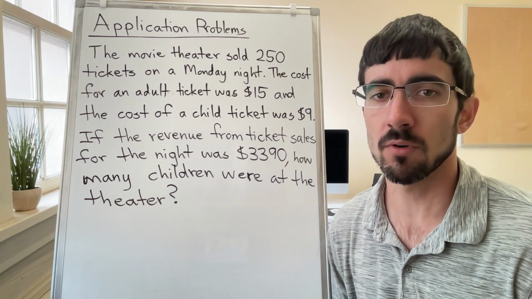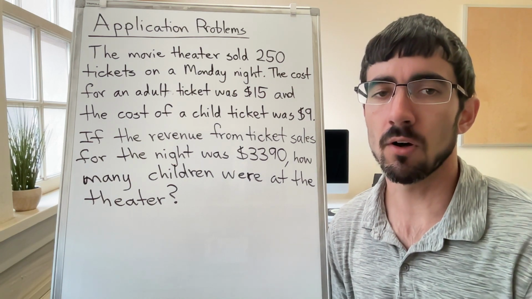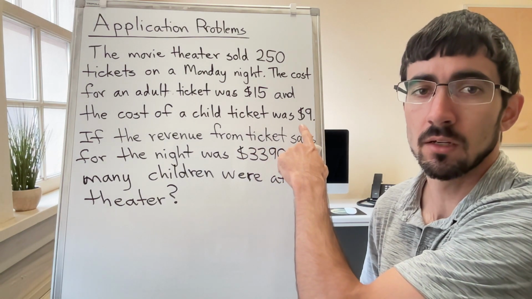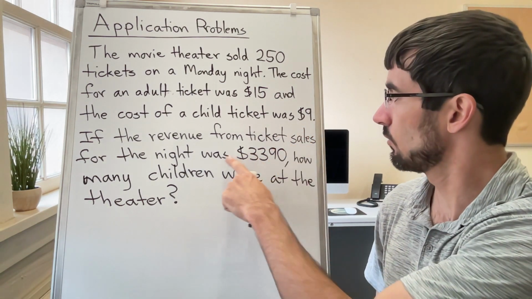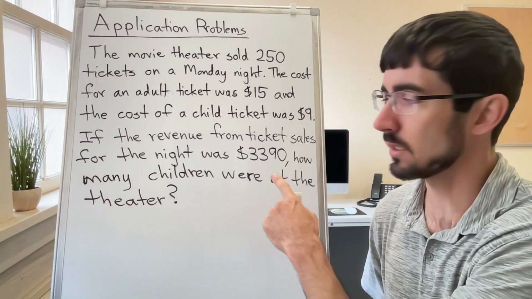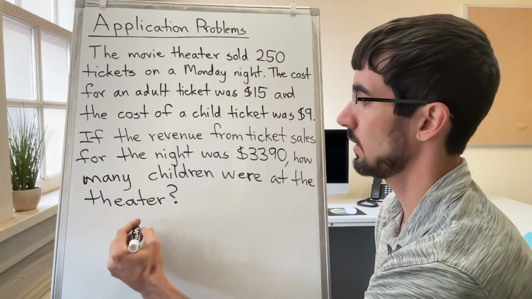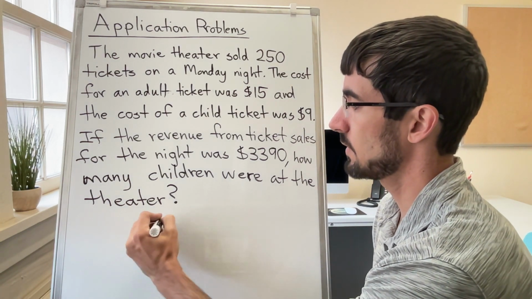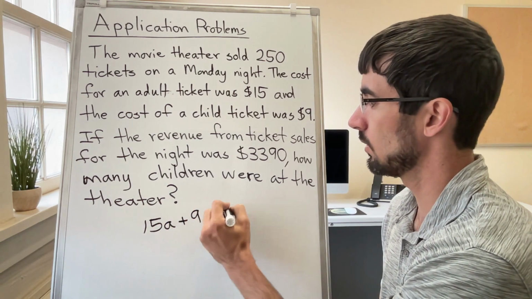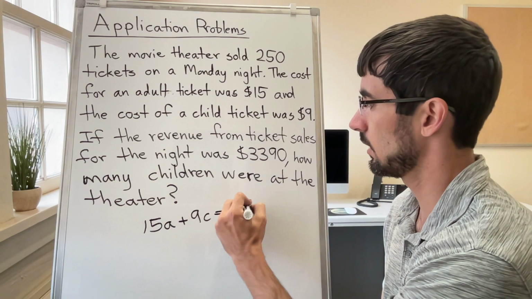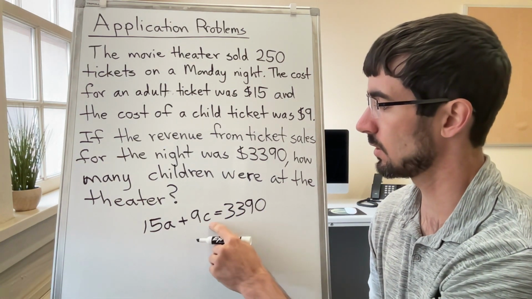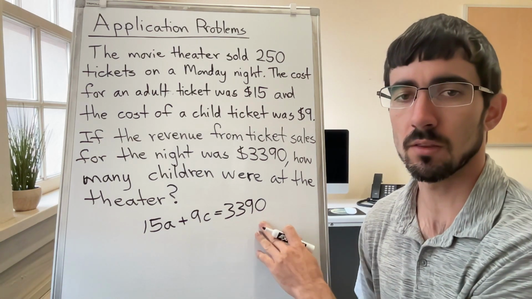One might be more straightforward, and it involves cost. The cost for an adult ticket was $15. The cost of a child ticket was $9. The revenue from ticket sales for the night was $33.90. So all of those relate to cost or money amounts, and we can relate them in a single equation. 15a plus 9c equals 33.90. All right, the cost for adults times the number of adults, plus the cost for children times the number of children, equals 33.90.